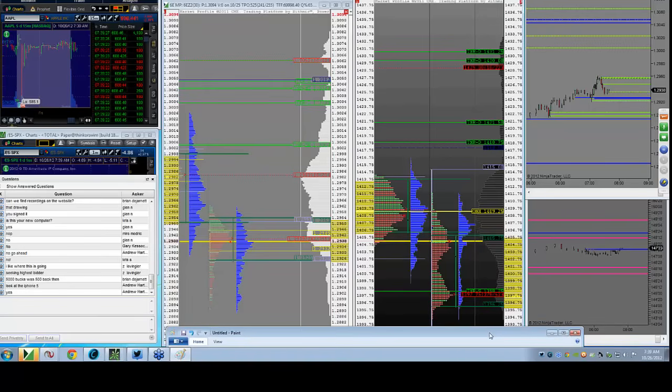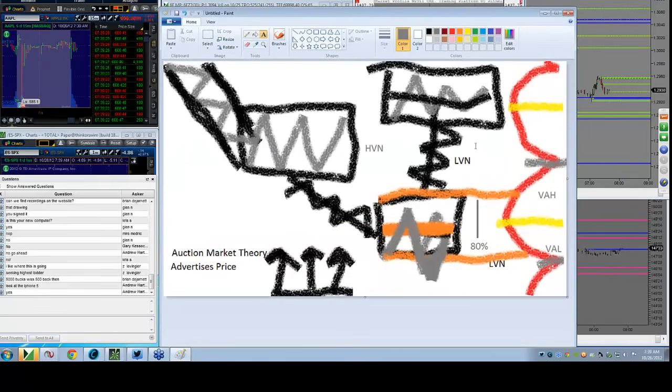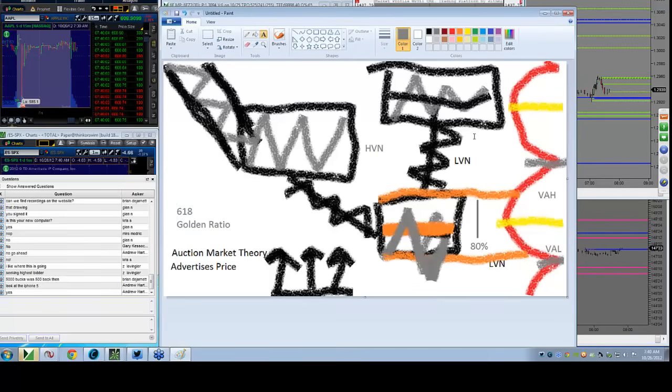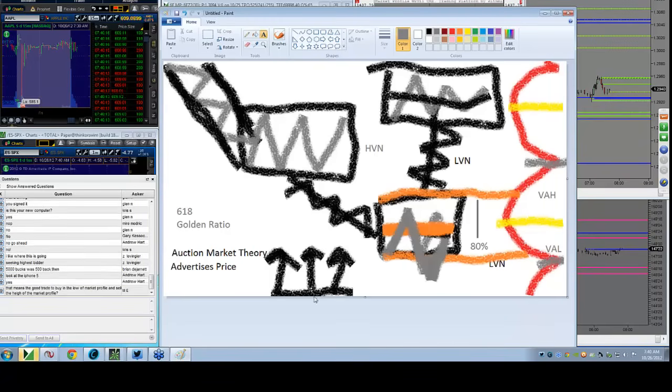Everything in life does the same thing. Everything. I don't care if I just drew... guess what I could have just drawn right there? Carrying capacity. Carrying capacity of an enclosed farm full of rabbits and carrots. It's a cycle of life. This is the cycle of life, which is also called 618 or golden ratio. This is life right here. I don't care if we're talking about a human being. Same thing. It all is relative and it's all encompassing. That means a good trade is to buy in the low of the market profile and sell the high. Absolutely, when you are in balance.